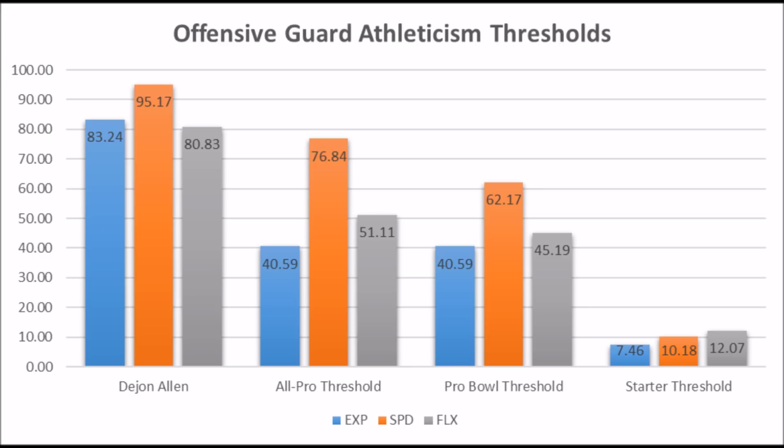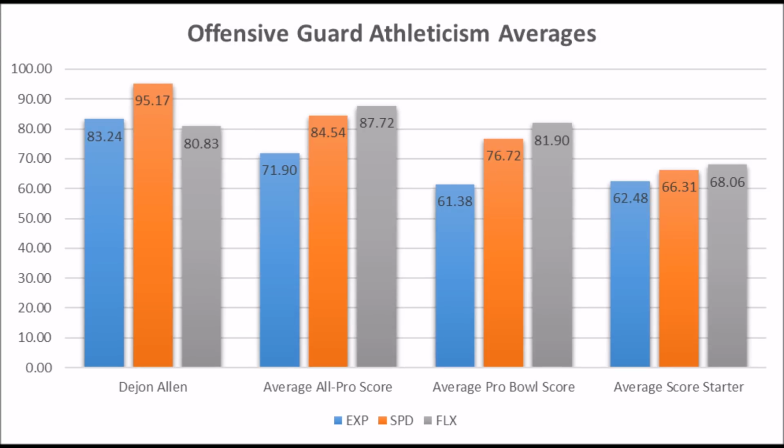Based on the data work that goes all the way back to the 1999 NFL draft class, he pretty much hits all the athleticism traits necessary for all-pro potential, Pro Bowl potential, and starter potential when it comes to his testing. And when you look at the averages at the position, he pretty much hits all the averages as well, with the exception of his flexibility testing, which is below the All-Pro average and below the Pro Bowl average, but still a very, very strong overall profile when it comes to his athleticism testing.